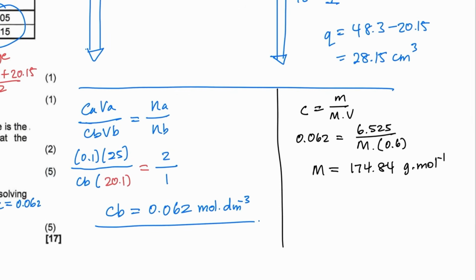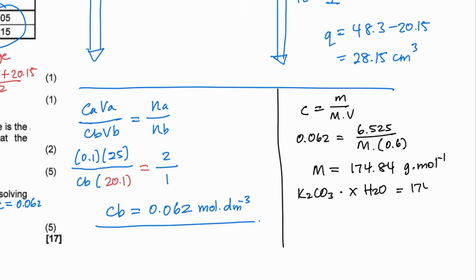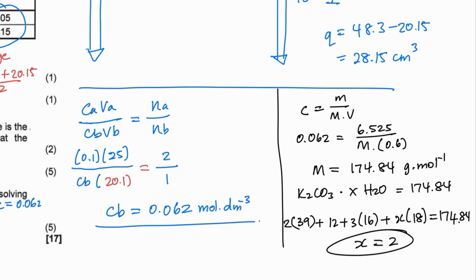Now we can use this to calculate how many waters there were if we start subtracting the different things. For example, we know that potassium has a mass of 39. So K2CO3 dot XH2O, the mass of that is 174.84. So potassium is 39, we have 2 of them, plus carbon is 12, we have 1, plus 3 oxygens, and each one is 16, plus we don't know how many waters there are, but each water has a mass of 18, and that's equal to 174.84. Now we can solve for X. X is equal to 2. And so there are 2 water molecules attached to the K2CO3.